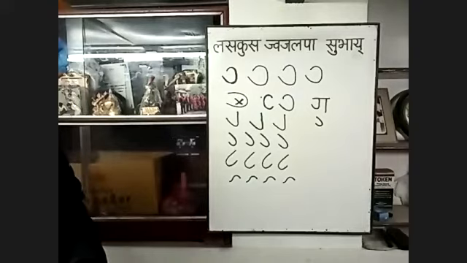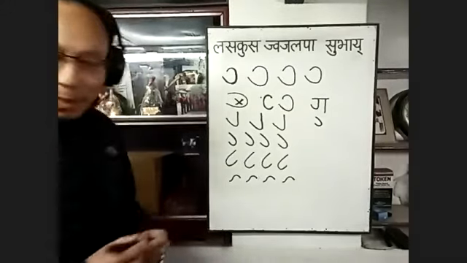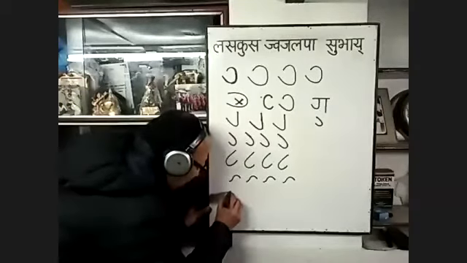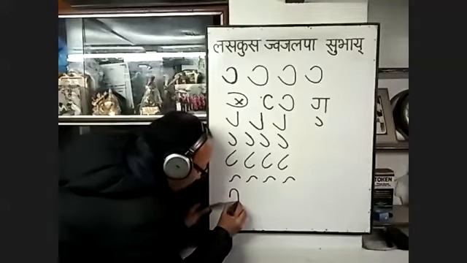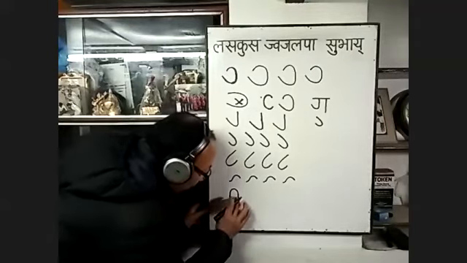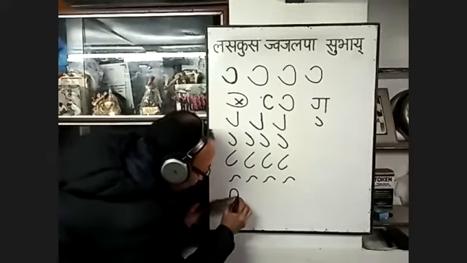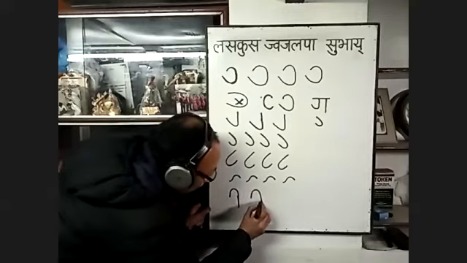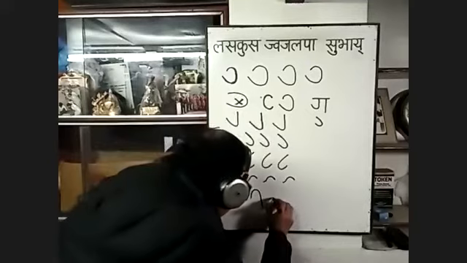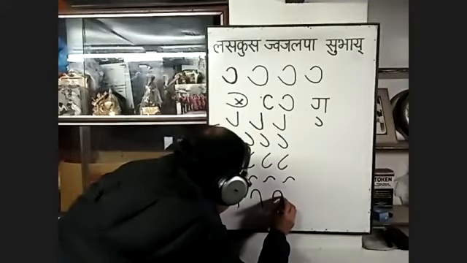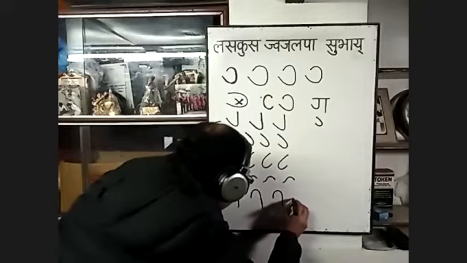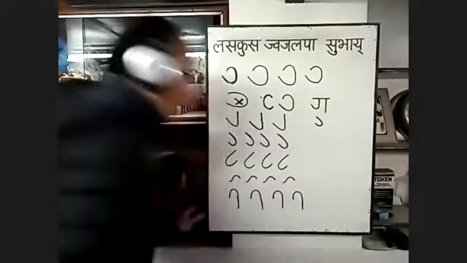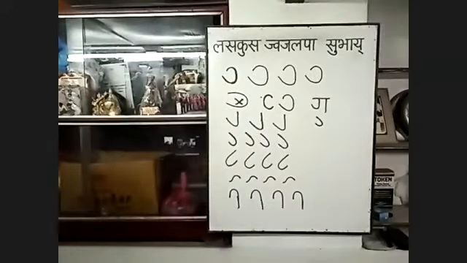And another stroke is, it should be straight. Okay. Like the handle of an umbrella.